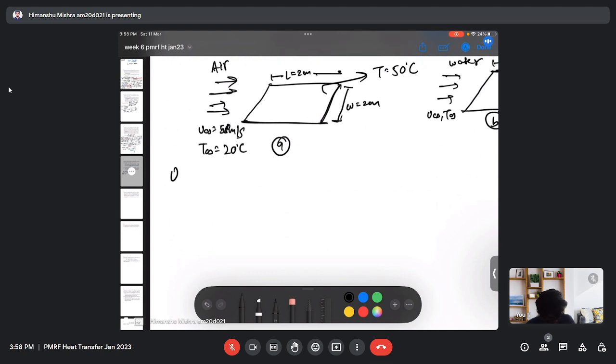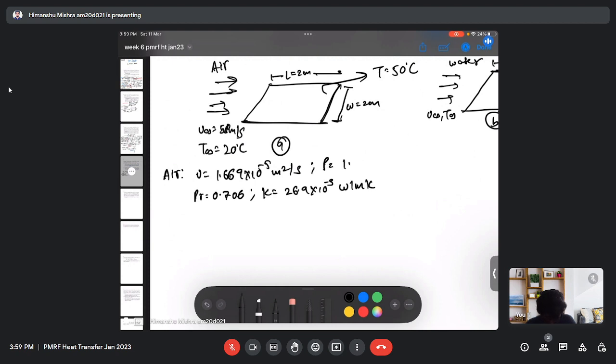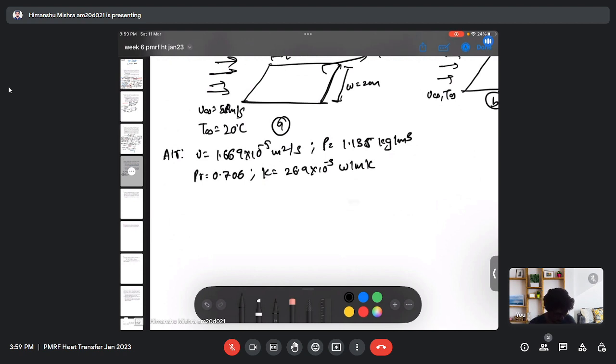So let me write for air first. My kinematic viscosity is 1.669 into 10 to the power minus 5 meters square per second. Prandtl number is 0.706. Thermal conductivity is 26.9 into 10 to the power minus 3 watt per meter Kelvin. My density is 1.135 kg per meter cube. So these are my properties of air.